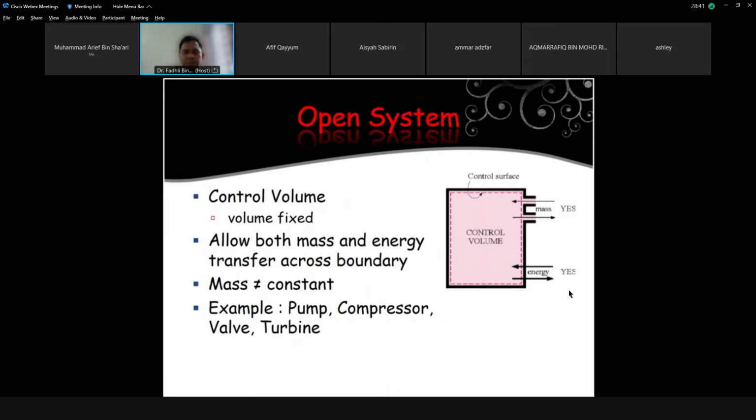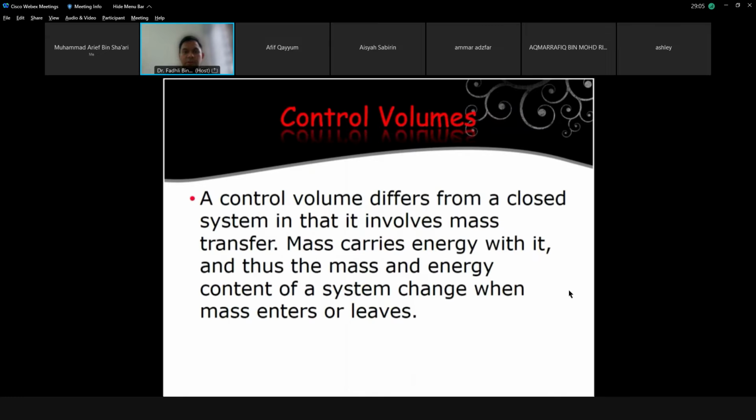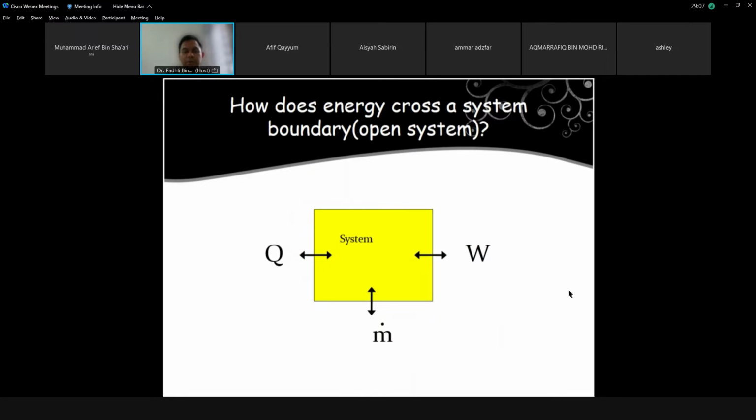So the devices are categorized into two types. The first type is single inlet and single outlet. The second category is multiple inlets or outlets. Okay, I will go through one by one. Okay, how does energy cross a system boundary for open system?